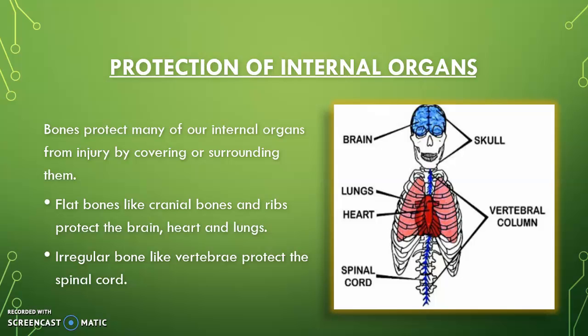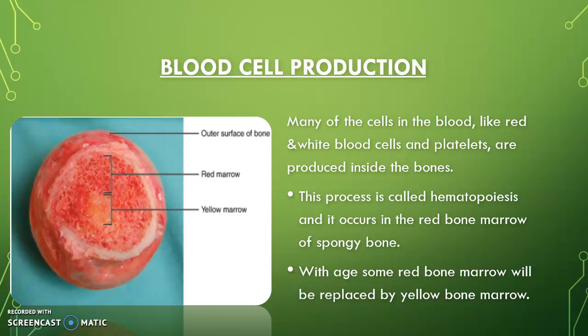We will be moving on to the production of blood cells. Many of the cells in the blood, like red and white blood cells and platelets, are produced inside the bones. This process is called hematopoiesis, and it occurs in the red bone marrow of spongy bone. With age, some red bone marrow will be replaced by yellow bone marrow.